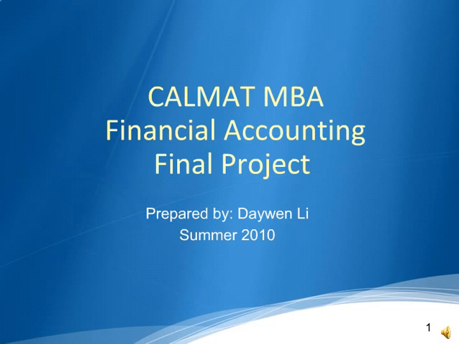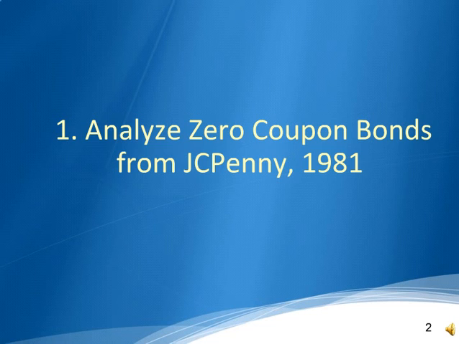Today, I'm going to show you my final project of financial accounting. Two topics about bonds will be covered in this. The first topic is to analyze zero coupon bonds issued by JCPenney in the year 1981.